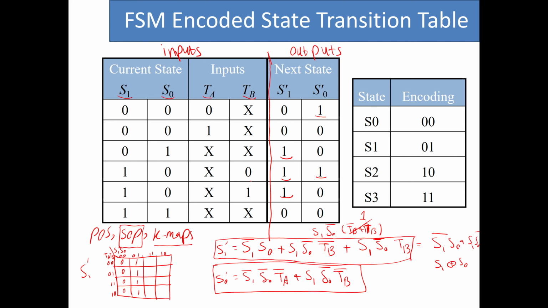So 1, 0, don't care 0 is going to be 1. So 1, 0, 0, 0 is 1. 1, 0, 1, 0 is also 1. Then we have 1, 0, don't care 1 to be 1. So 1, 0, 0, 1, which is this cell, is 1. 1, 0, 1, 1 is 1. And finally we have 1, 1, don't care, don't care. So 1, 1, all of this is going to be 0.